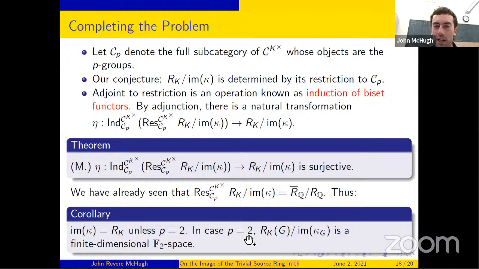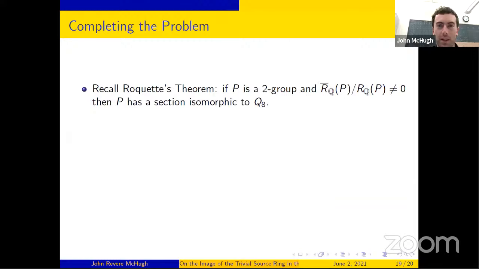In the P equals 2 case, Roquette's theorem again says that when you plug in a 2 group, you get a finite dimensional vector space over F2. So again, following that argument, if you induce that and then map it surjectively onto this thing, it always has to be a finite dimensional vector space over F2. Roquette's theorem also said that if P is a 2 group and this quotient is non-zero, then P has a section isomorphic to Q8.